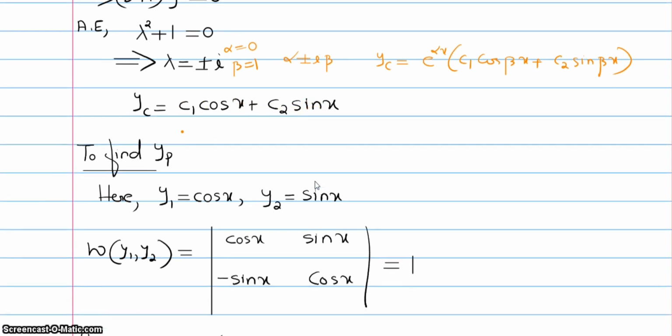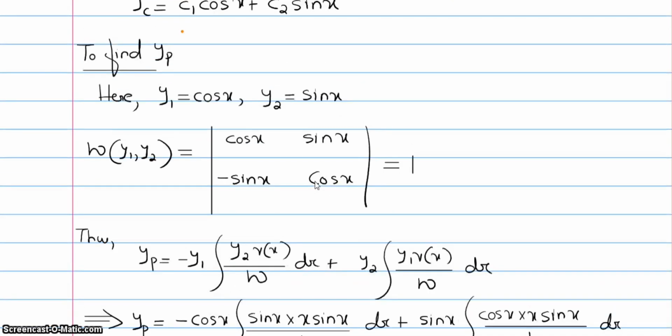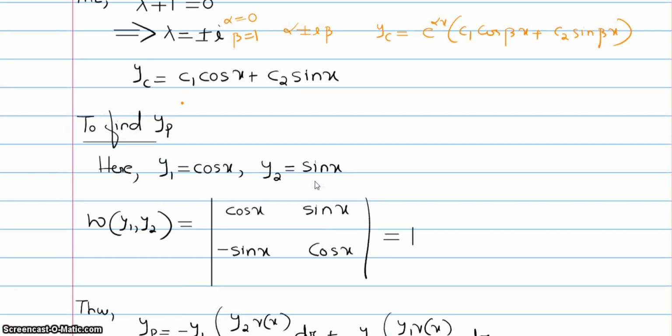Next we can find the particular integral. For that, first we need to find the Wronskian value of these two solutions. From the complementary function we get y1 is cos x and y2 is sin x. Then find the Wronskian value using the determinant expansion.